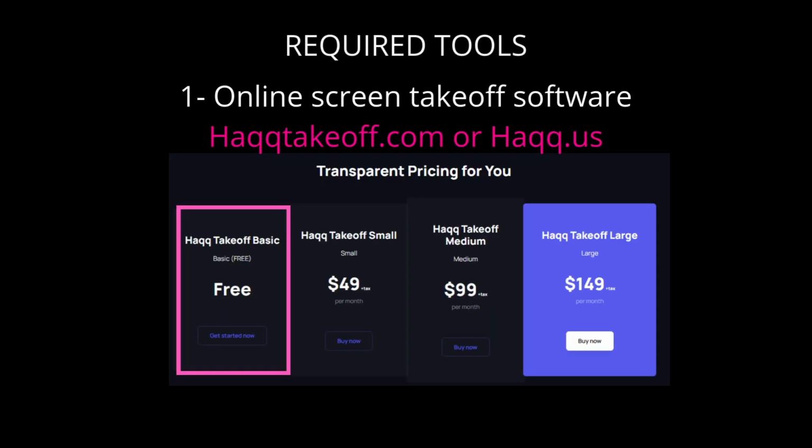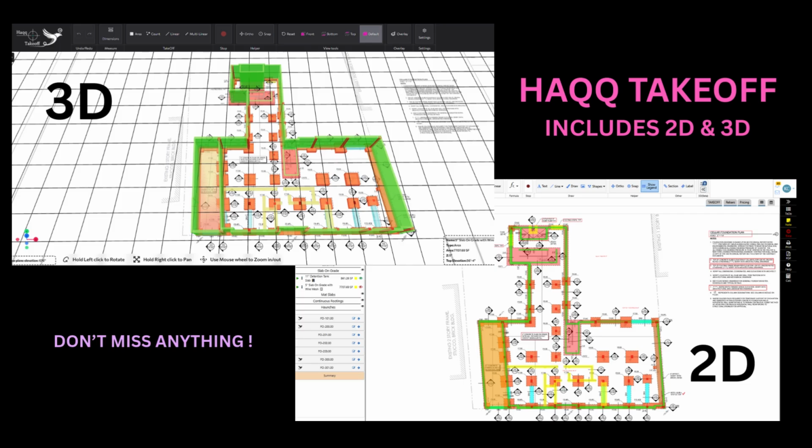Required tools. 1. Online screen takeoff software. Visit hacktakeoff.com or hack.us/products and register for a free package. 2. Excel or Google spreadsheets. Please get your tools ready.